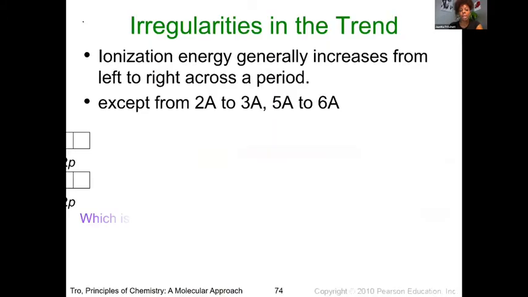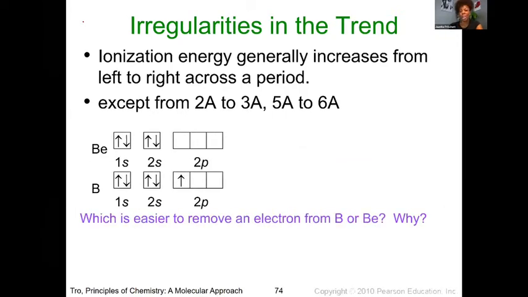Now, there are some irregularities that exist in these trends that we're seeing, and this is specific with group 2A and 3A and group 5A and 6A. And so this is more FYI knowledge, just so you can see what's going on here.